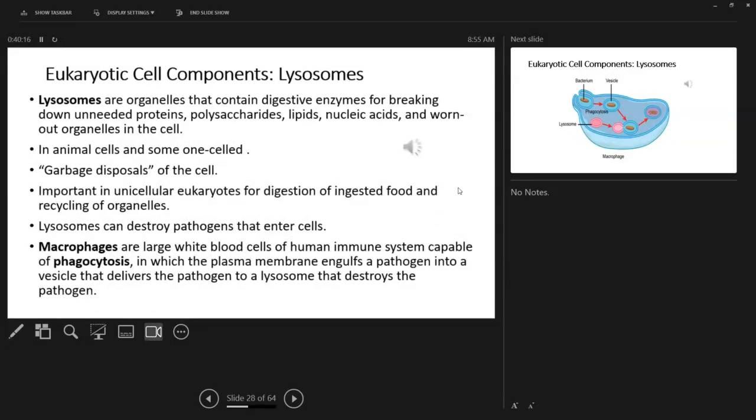Okay, other organelles, lysosomes, the garbage disposals of the cell. That's what you need to remember. So this is where unneeded molecules are broken down, or organelles that the cell doesn't need anymore. They'll be broken apart in the lysosomes. So these are like vesicles containing enzymes for breaking molecules apart.